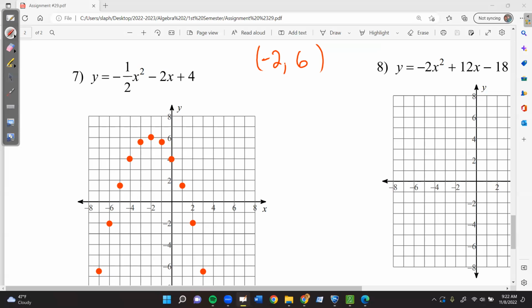If you find a vertex and it doesn't fit on the graph, the computer makes these, okay? It's never going to place a vertex outside the graph. So if your vertex doesn't fit, you did something wrong. All right, cool.